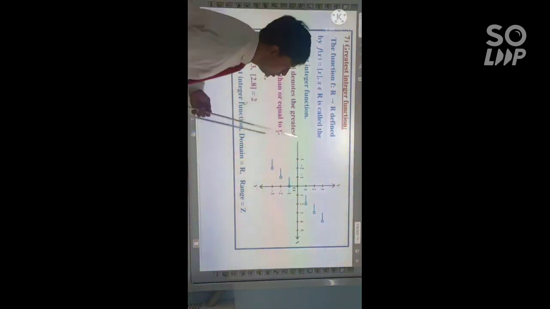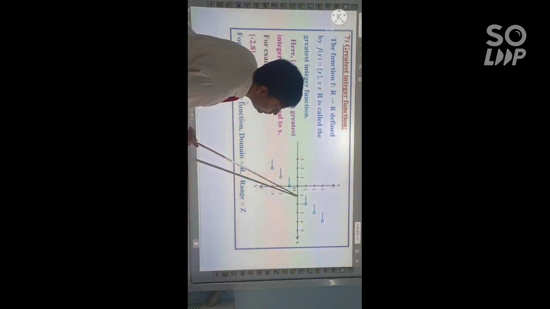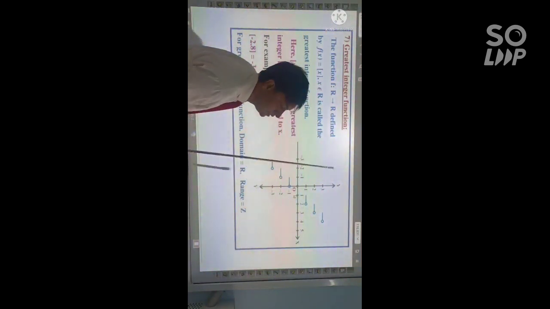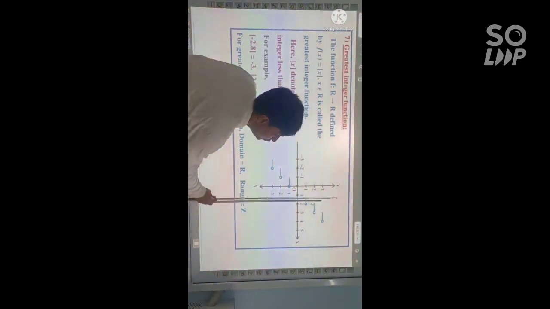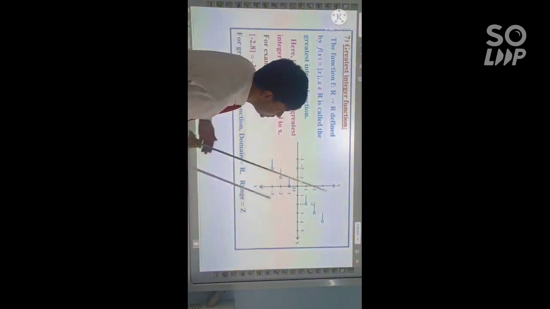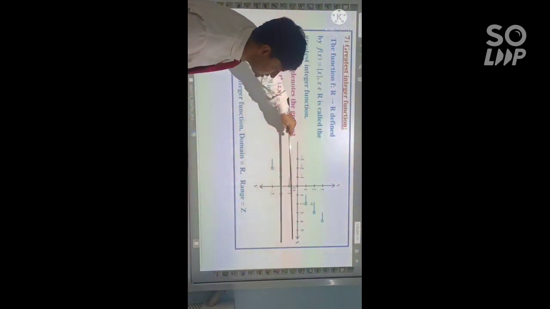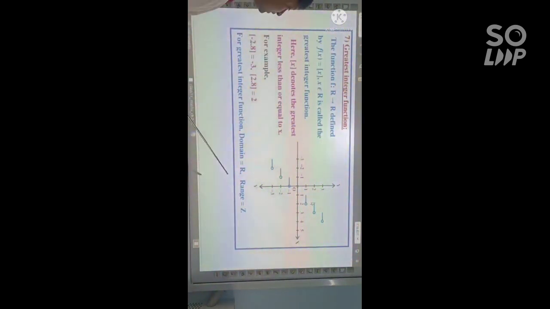It means for 0 we use 0, for 1 we use 1, for 1.1 we use 1, for 1.2 we use 1, 1.3 we use 1, 1.9 we use 1, and for 2 we use 2. Next, for 2.1 we use 2, 2.2 we use 2, for 3 we use 3, for 3.1 we use 3. So this is the integer 1, 2, 3, and similarly minus 1, minus 2 and minus 3. This is called the greatest integer function.